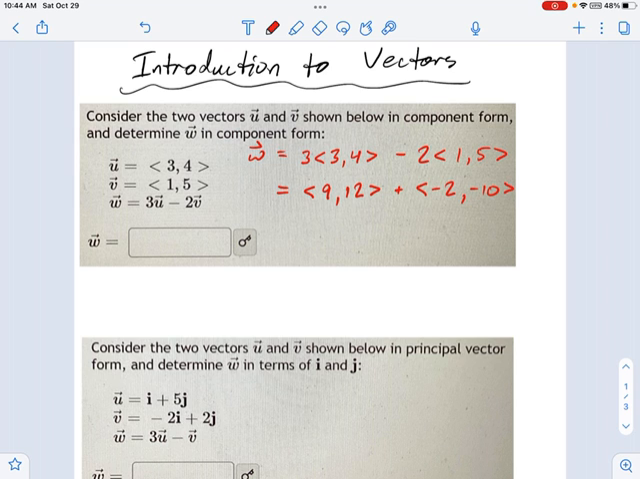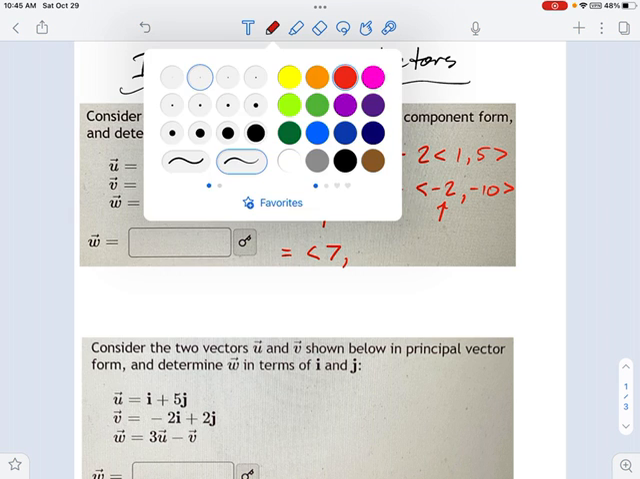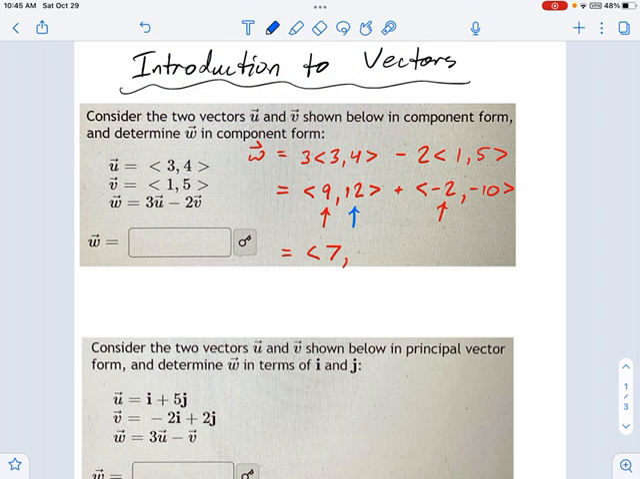So now I add particular components together, this 9 with this negative 2, that's going to make 7, and then I have this 12 with this negative 10. That's going to make positive 2. Okay, so there's my completed vector. This is w. Now, sometimes you see these things not in component form, right? This was component form right here.